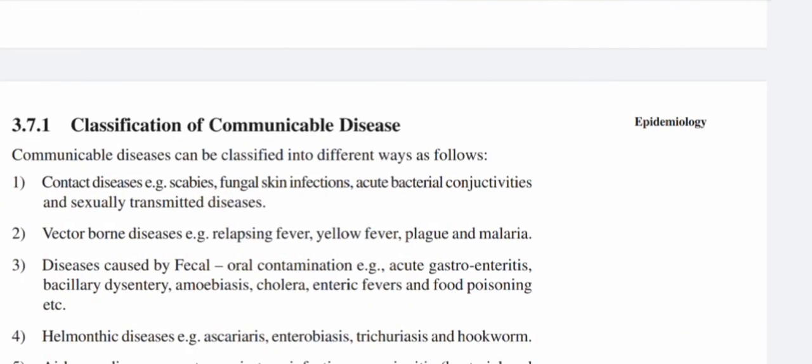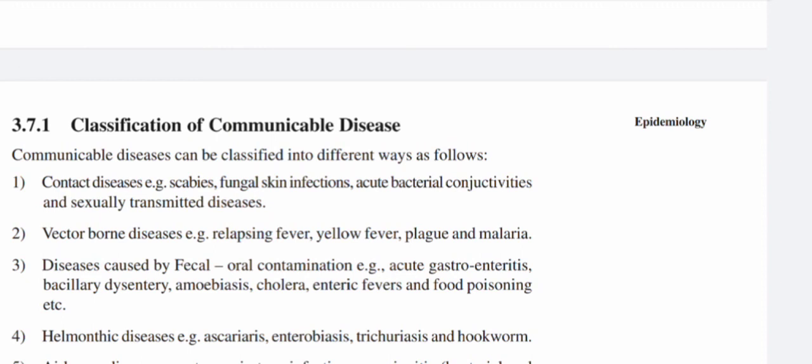Classification of communicable disease. Communicable disease can be classified in different ways as follows. Contact disease, example scabies, fungal skin infection, acute bacterial conjunctivitis, and sexually transmitted disease, STD. Vector borne disease, example relapsing fever, yellow fever, plague, and malaria.